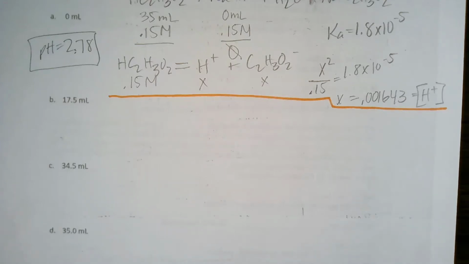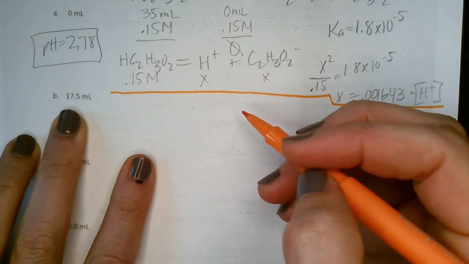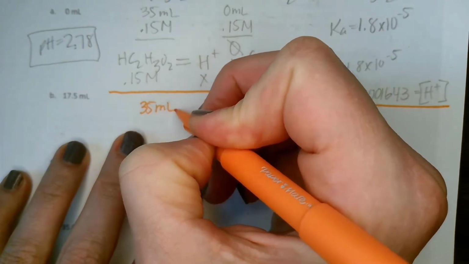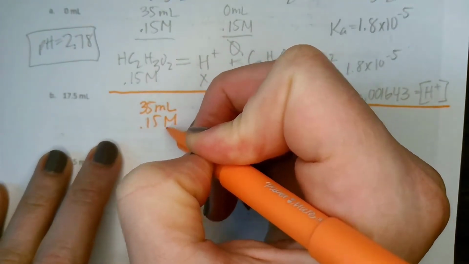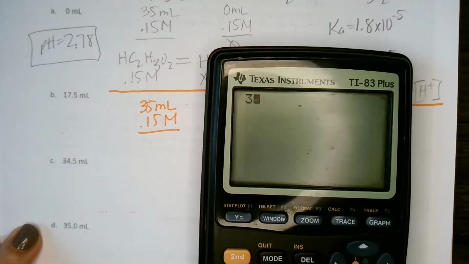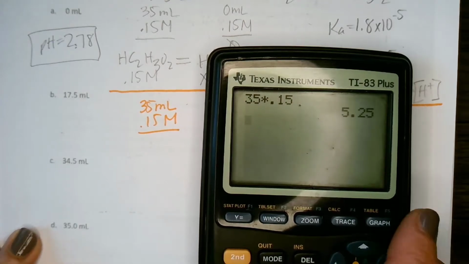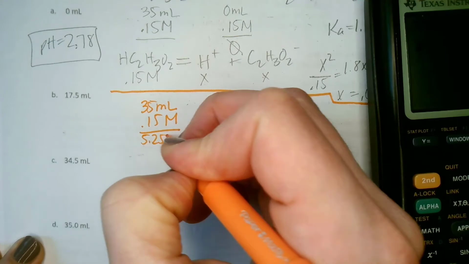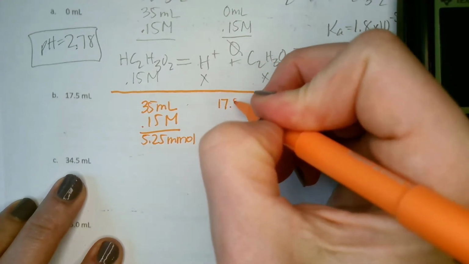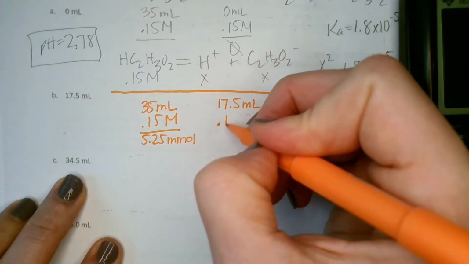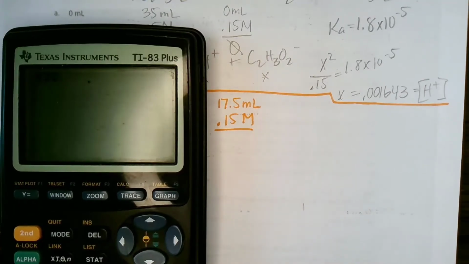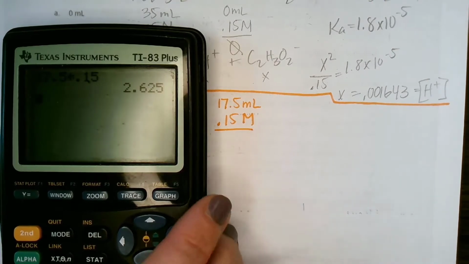For the second problem, I now am given sodium hydroxide volume. So we'll use our same columns here. I know I've got 35 milliliters of 0.15 molar, and let's figure out how many millimoles that is. 35 times 0.15, 5.25 millimoles. And here I've got 17.5 milliliters, 0.15 concentration. Let's see how many we have here. 17.5 times 0.15, 2.625.